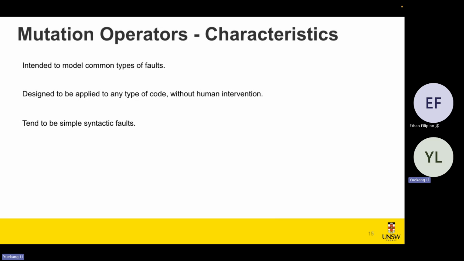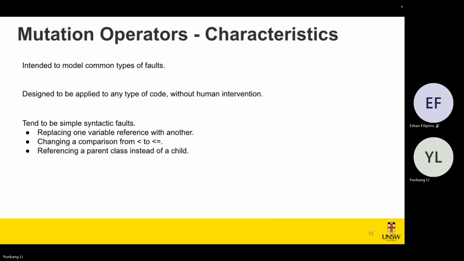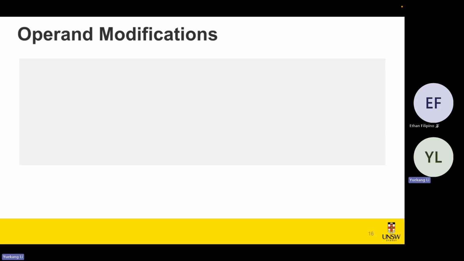So most of the time they are simple syntactic faults, like replacing one variable reference with another, or changing a comparison from smaller than to smaller than or equal to. These are likely typos or minor implementation faults, like referencing a parent class instead of a child class. So we're referencing the wrong class. These are the characteristics of mutation operators.